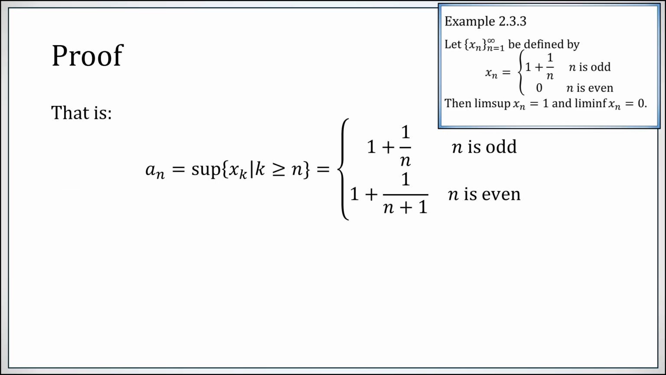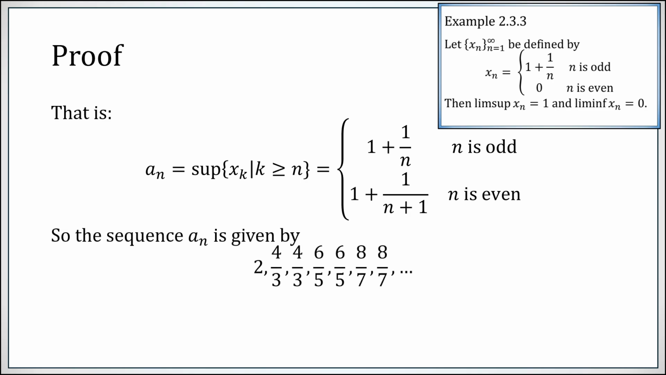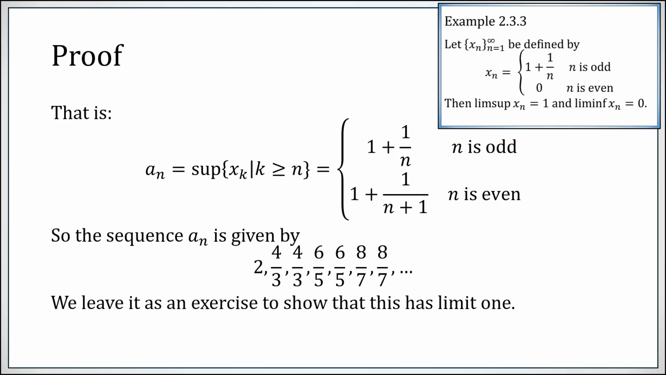So if n is odd, the sup is simply the first term. If n is even, it's the next term. So the sequence of supremums is given by 2, 4/3, 4/3, 6/5, 6/5, 8/7, 8/7. Note that when n is even, you simply take the next term, and then you move to n is odd, where you take that term again. So you keep seeing the same thing twice. So as an exercise, simply establish that this has limit 1.